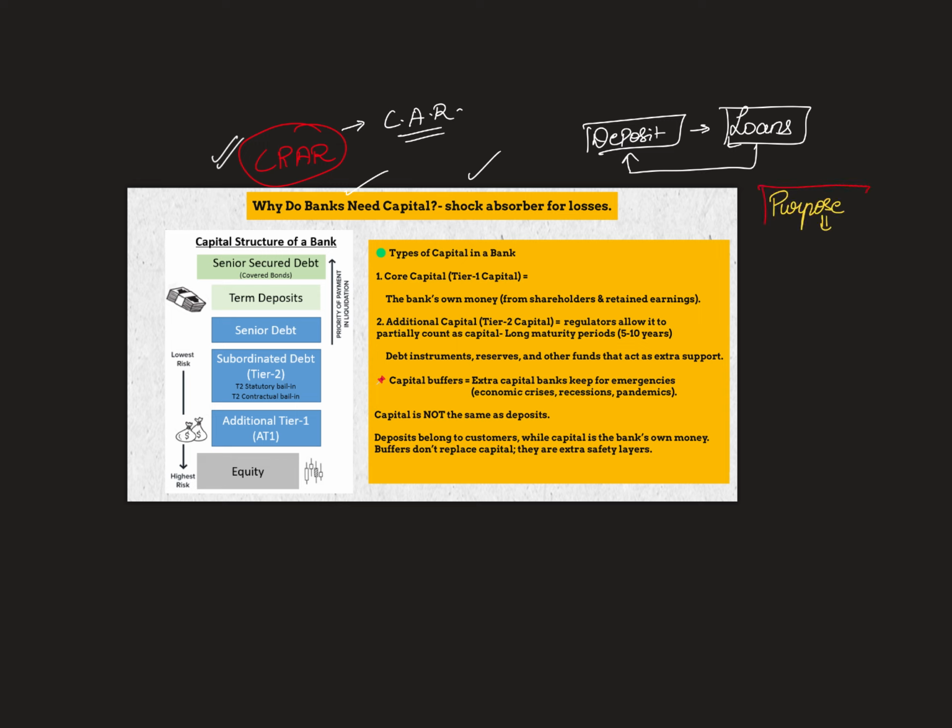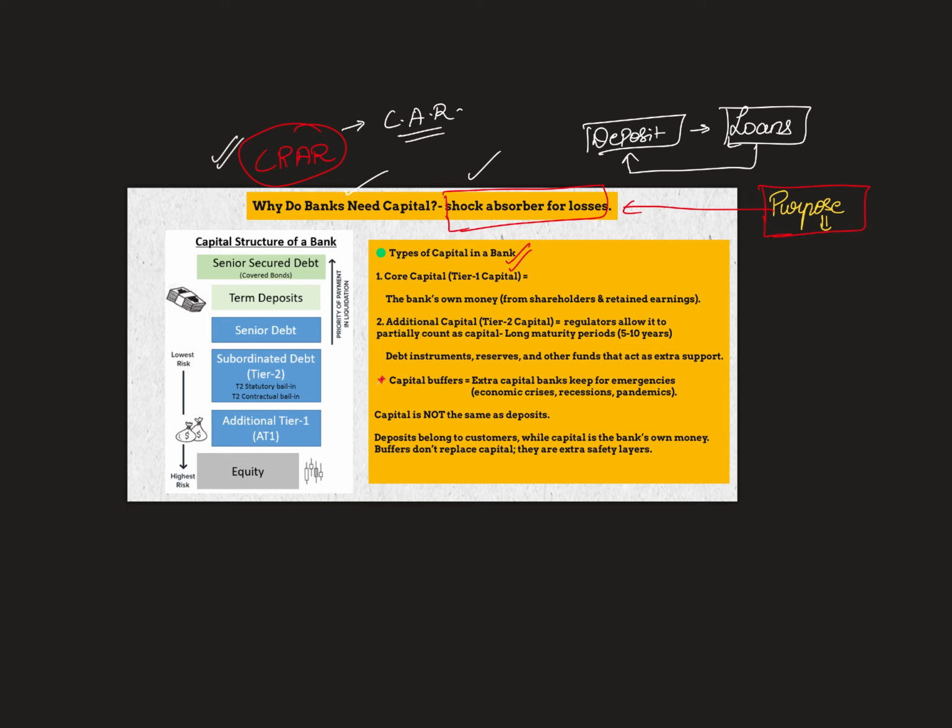Now, the first question that UPSC can ask in very simple terms is, what is the purpose of capital? Answer is shock absorber for losses. So it can twist this statement in the question and say, capital is for starting a business, etc. No, the main purpose is to act as a shock absorber against losses. Very simple, right?